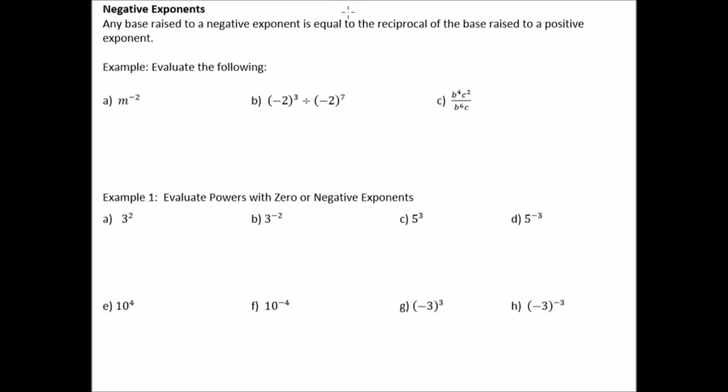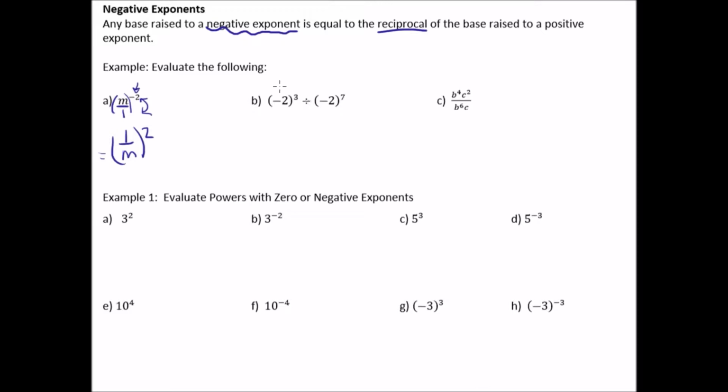Okay, negative exponents. We touched on this a little bit in 7.1, but any base raised to a negative exponent is equal to the reciprocal of the base raised to the positive exponent. So let's take a look. M to the negative 2. Well, we know that there's like the imaginary base of 1. So in order to get this negative 2 to be positive, we have to flip the number, so 1 over m, and then we can raise it to the positive exponent.